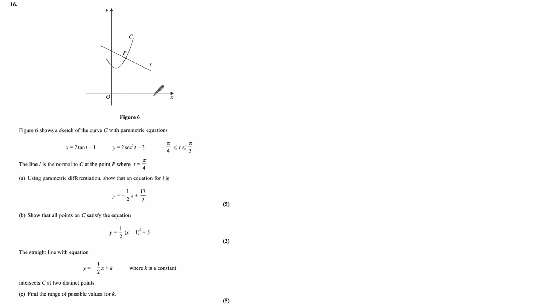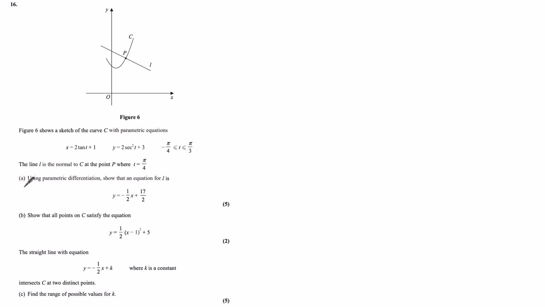Question 16. Figure 6 shows a sketch of the curve C with parametric equations x is equal to 2 tan t plus 1, y is equal to 2 sec squared t plus 3, where t is between minus pi by 4 and pi by 3. The line L is the normal to C at the point P, where t is pi over 4.